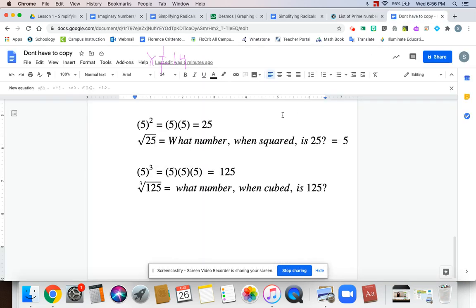However, for example, 6 is not a prime number because 6 can be split. It can be divided by 2. And 2 times 3 would become 6. So this is not a prime number because it can split apart further. But 2 and 3 cannot split apart anymore.